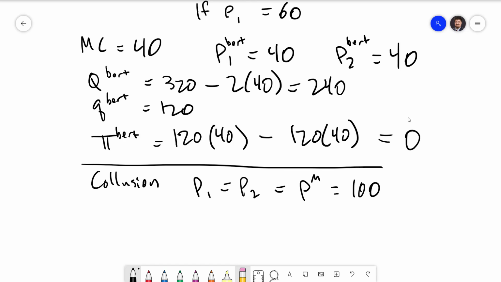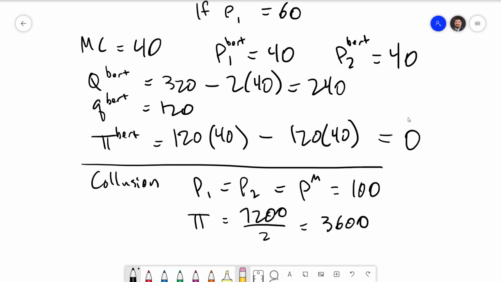Following the rules of the model, then they will both split the market in half and therefore make half of the monopoly profit, which in the previous video we showed was 7,200, the monopoly profit, divided by 2, 3,600. Comparing this with the Bertrand competitive equilibrium profit, this is far better. Compared to Cournot, it's an even bigger improvement.